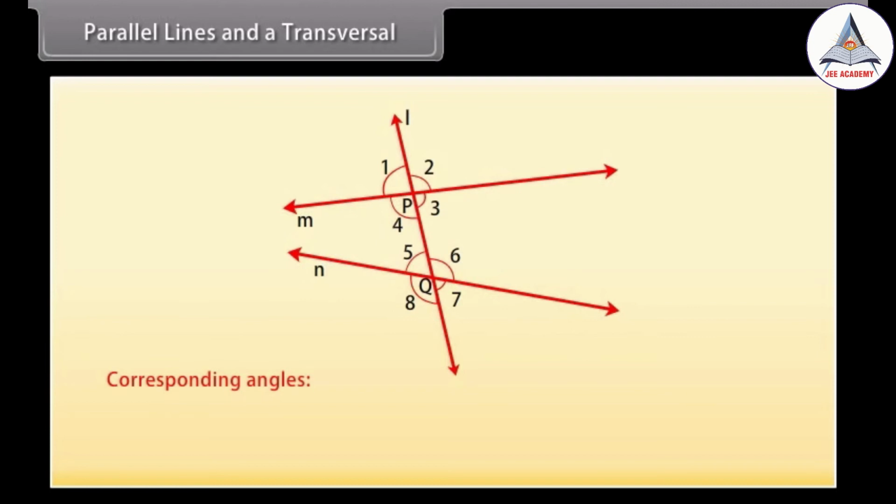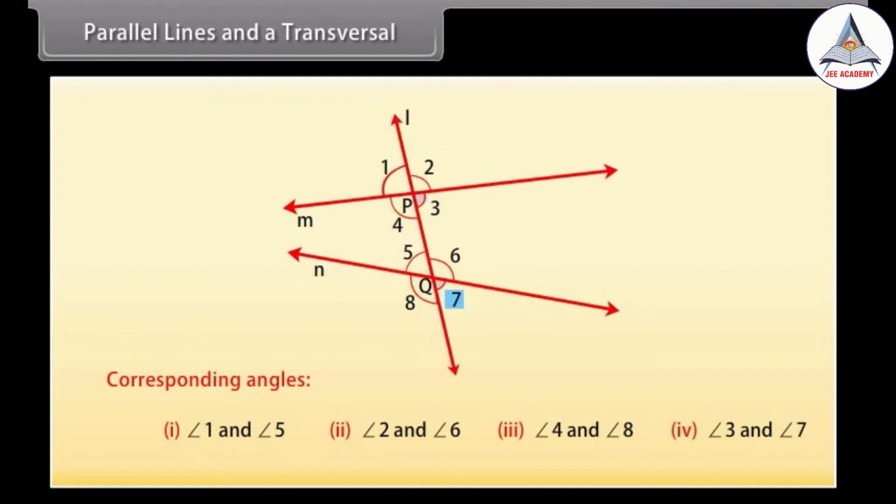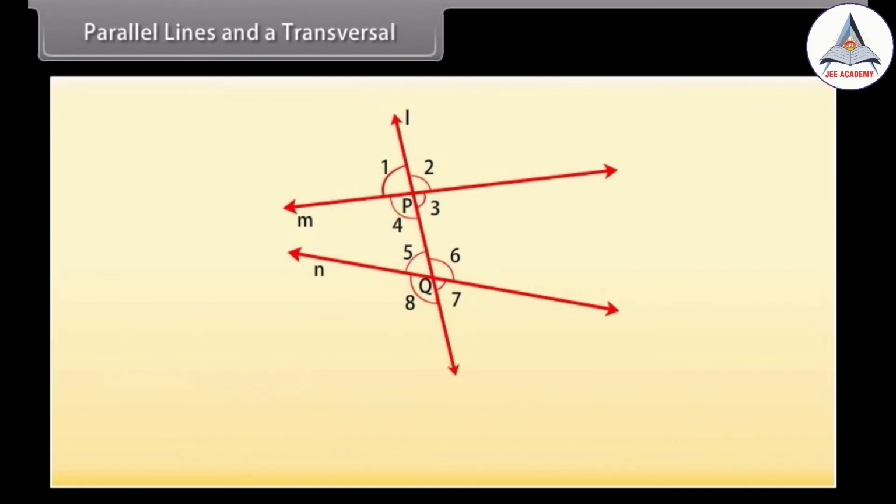First is corresponding angles. These are angle 1 and angle 5, angle 2 and angle 6, angle 4 and angle 8, angle 3 and angle 7. Second is alternate interior angles. Those are angle 4 and angle 6, angle 3 and angle 5. Then comes alternate exterior angles, and they are angle 1 and angle 7, angle 2 and angle 8.